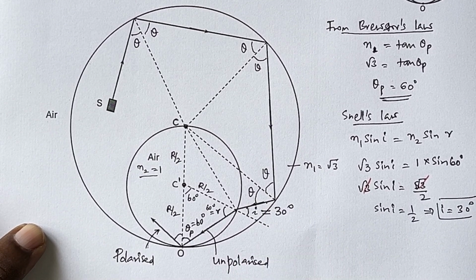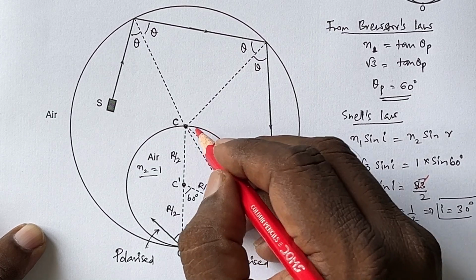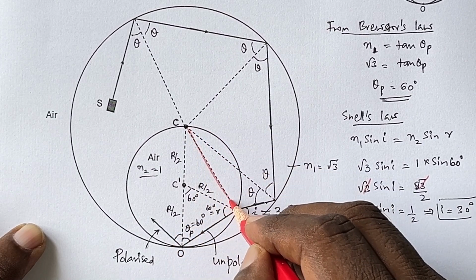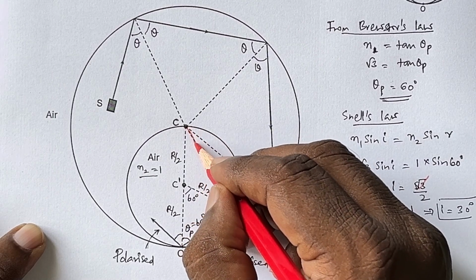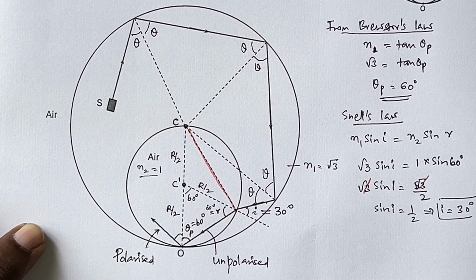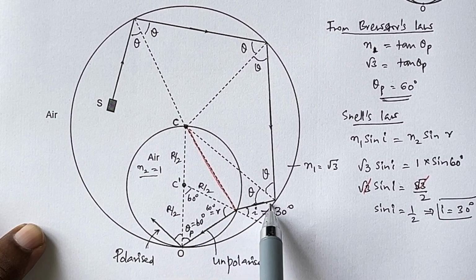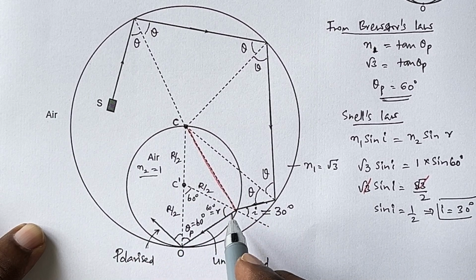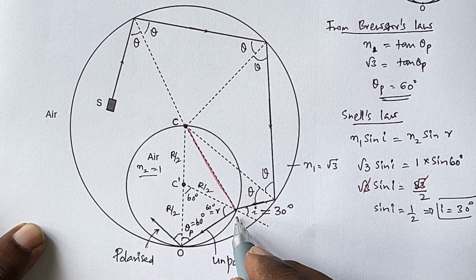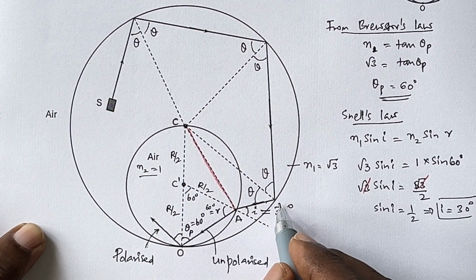What I do? I will join these two by a line. This is not there, I only drew it. Why have I drawn it? I got a triangle here. I will give some names so that we can recognize it: C, A, B.